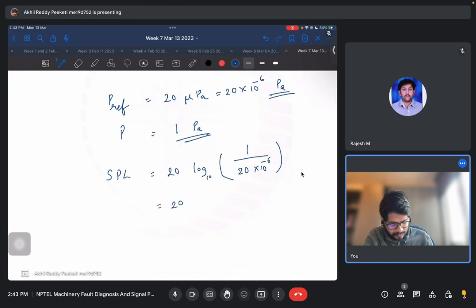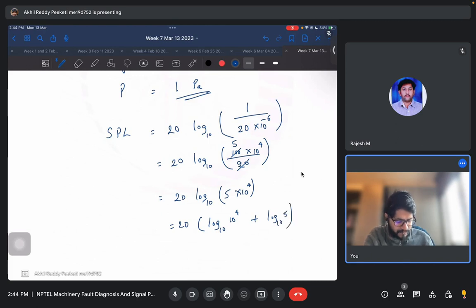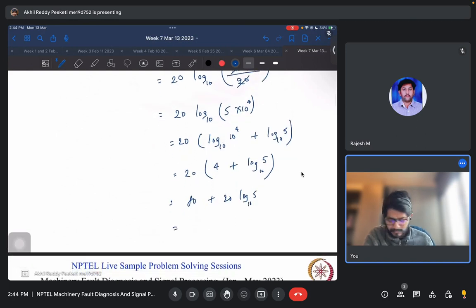Now 20 log 10 of 1 by 20 into 10 power minus 6 is 20 log 10 of 5 into 10 power 4. So you can write it as 4 plus log 10 of 5, so 80 plus 20 log 5. This depends on the log 5 value. The total final value turns out to be around 94 decibels.